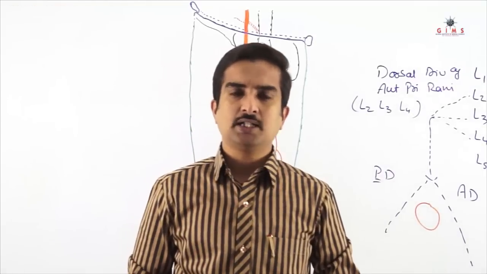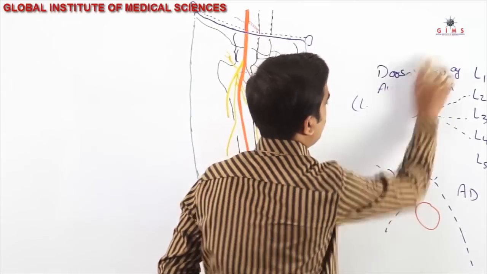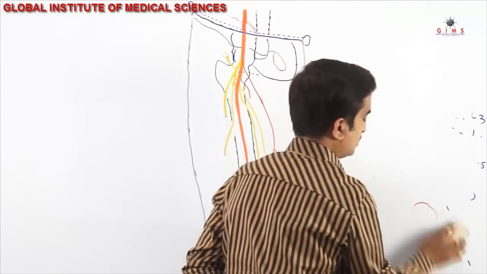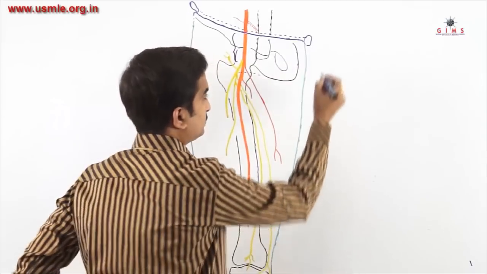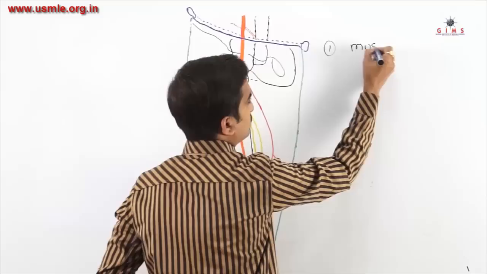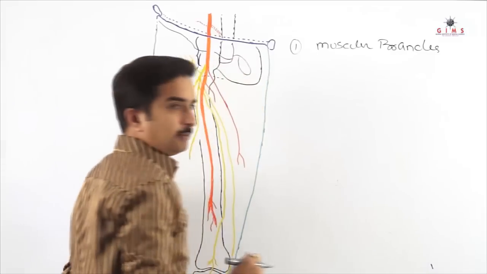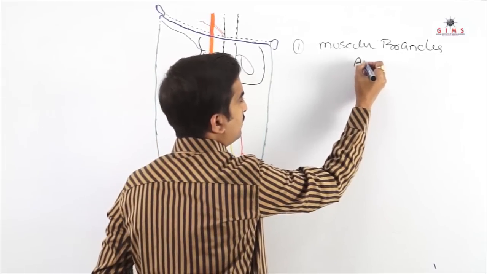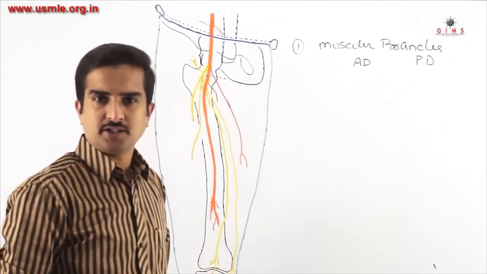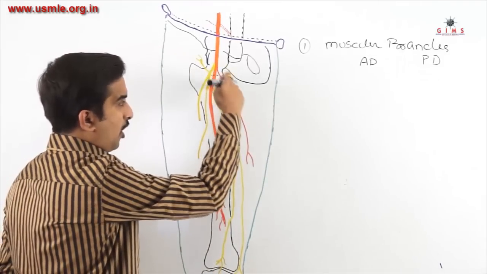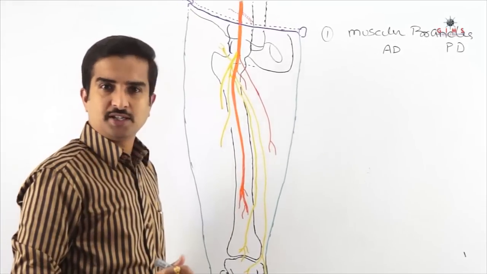First, let us discuss the muscular branches of the femoral nerve. So remember, we know that we have the anterior division as well as the posterior division, right? Here you can see the orange one is the anterior division and the yellow one is the posterior division.